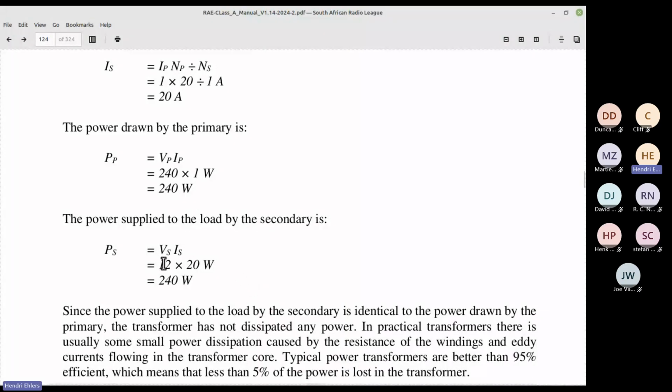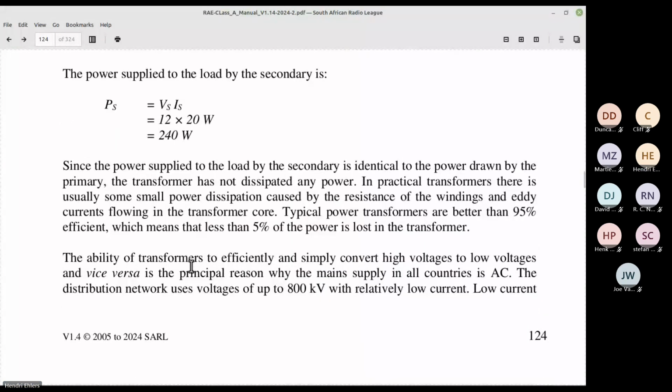And if we say 12 times 20, once again, that's the amps. That's the amp we calculated over here. So that would be 240 watt. This is a typo in the book. And then here they explain how they got to that calculation. They describe it as resistance, but it's not actually resistance.